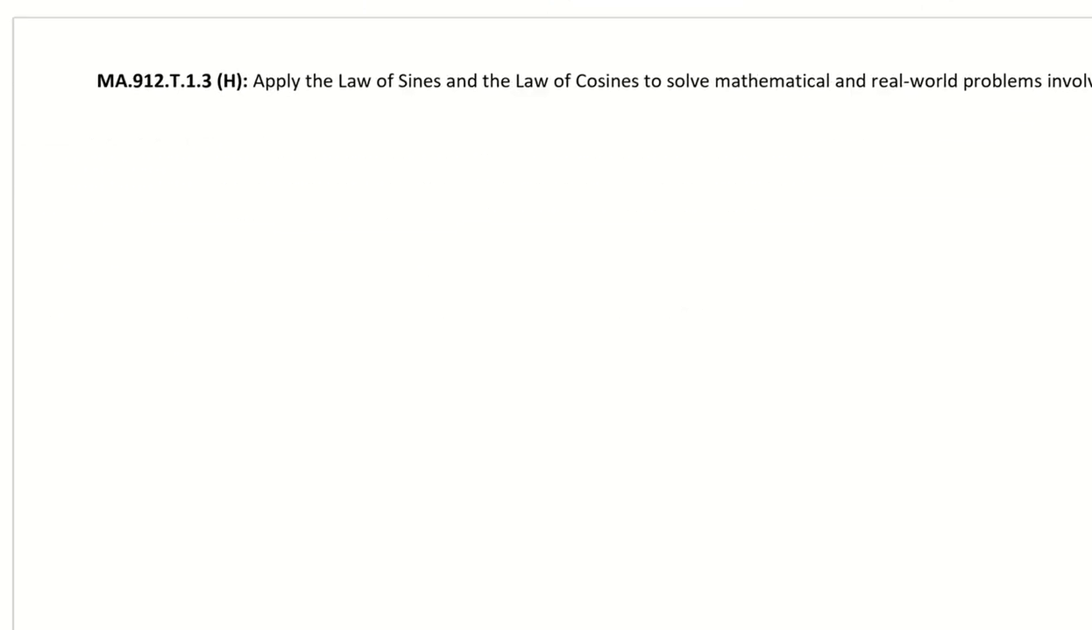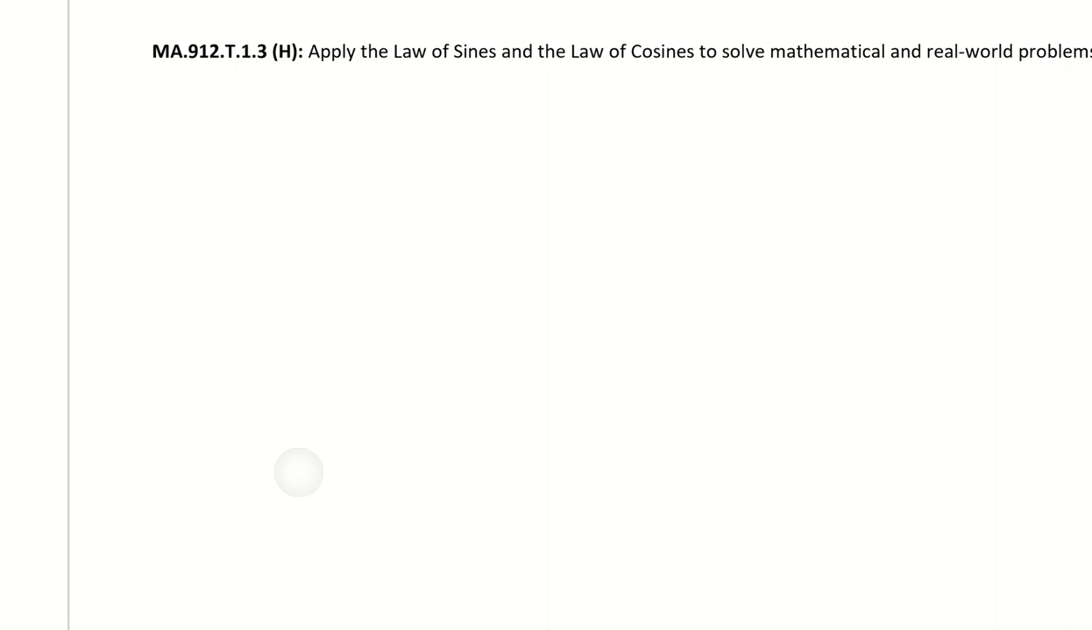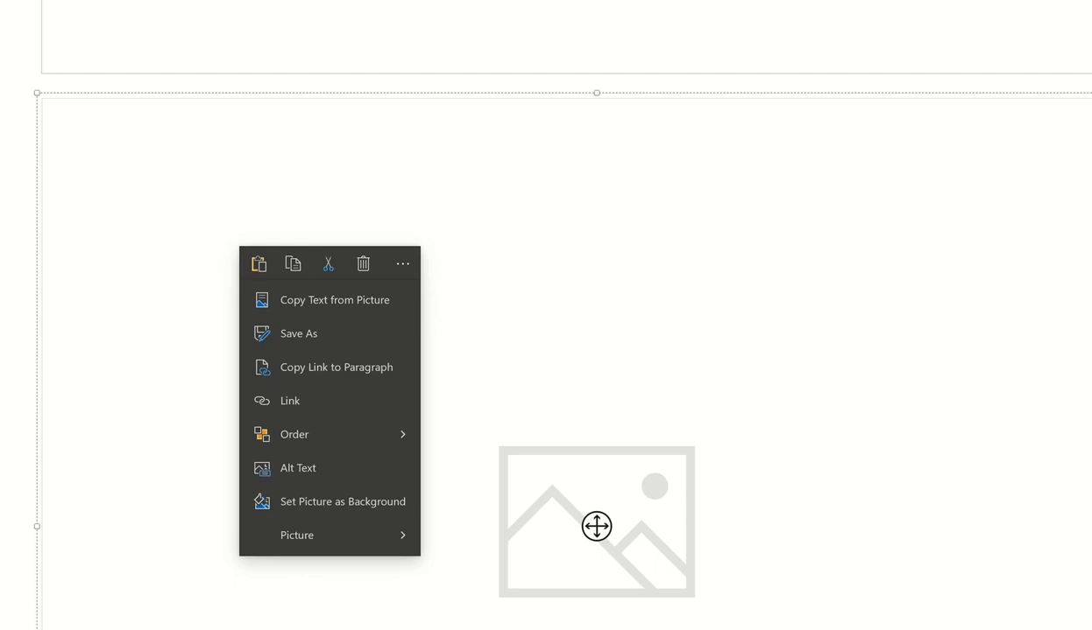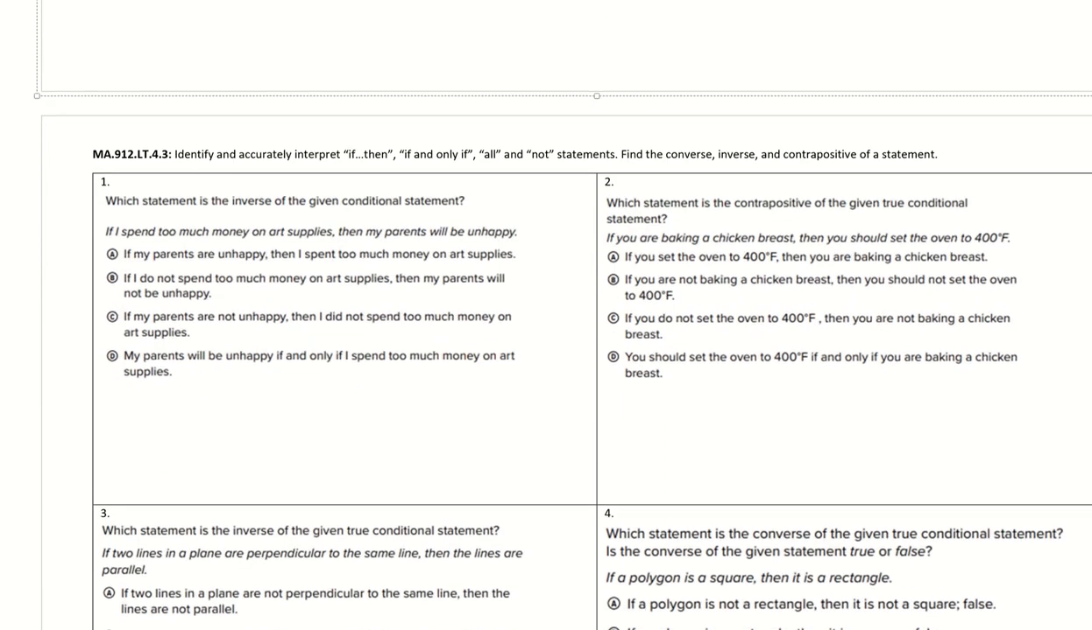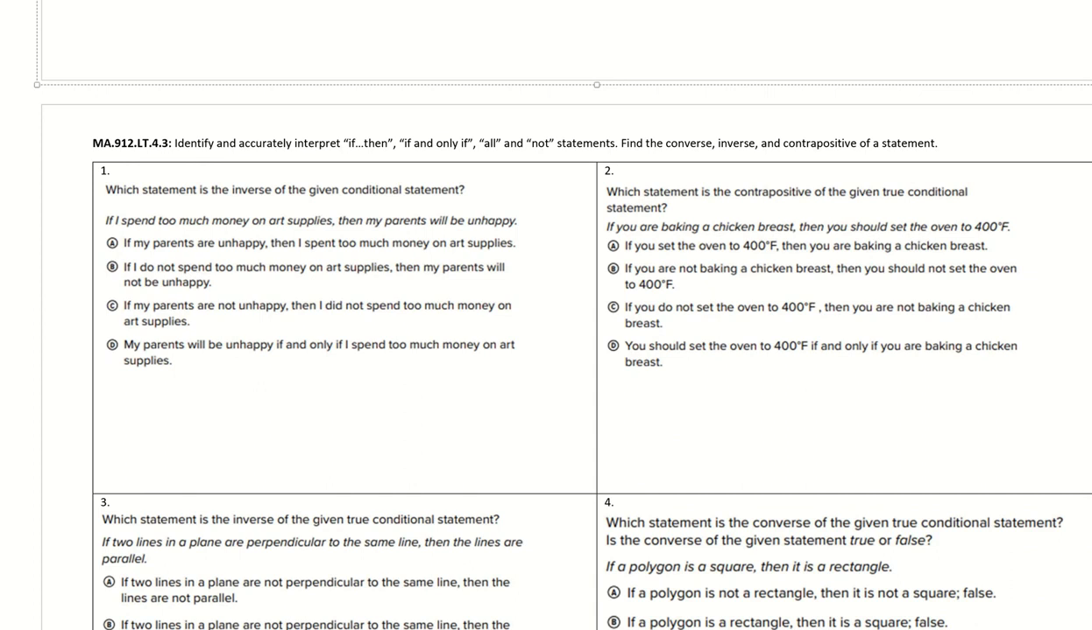All right, and then the next page is an honor standard, so we won't have to do that. We can skip it. And then I think the one after that is also another honor standard, if I'm not mistaken. Yep, so another honor standard. So we are almost there, guys. So we're on page 44.